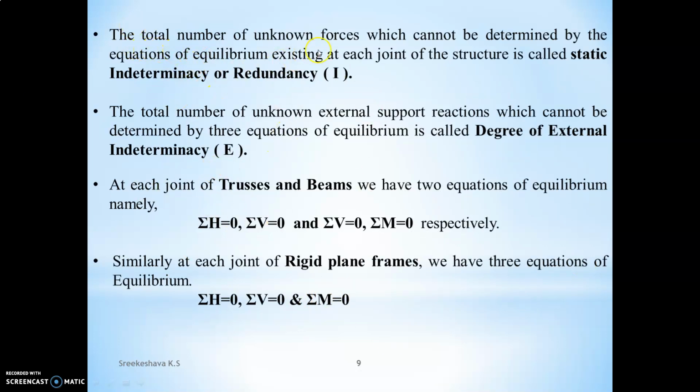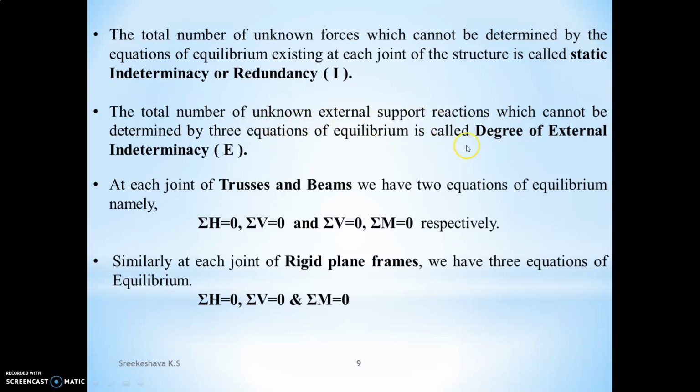The total number of unknown forces which cannot be determined by the equations of equilibrium existing at each joint of the structure is called static indeterminacy, and it is denoted by capital I, or redundancy. Okay, the total number of unknown external support reactions.